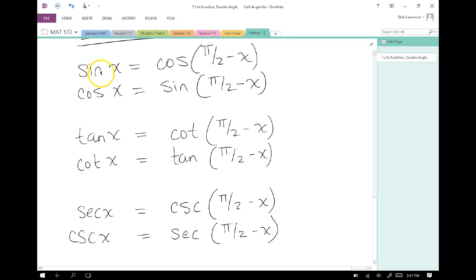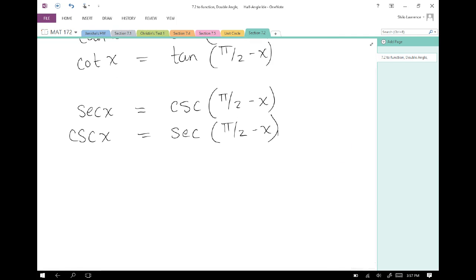So to figure out what the co-function is for sine, just put a co in front of it, cosine. To figure out what function is a co-function with cotangent, it already has a co, so remove it. It's going to be tangent. Those are co-functions.